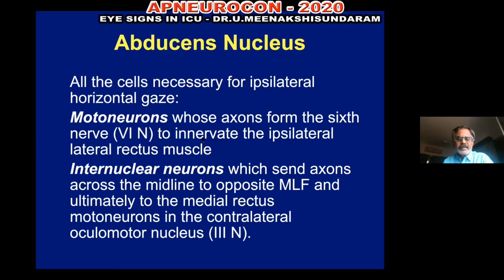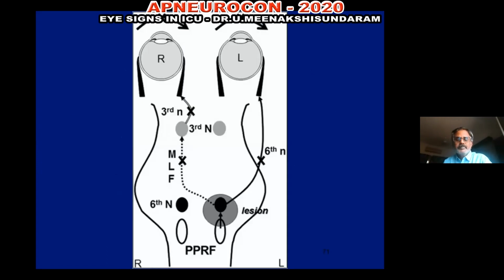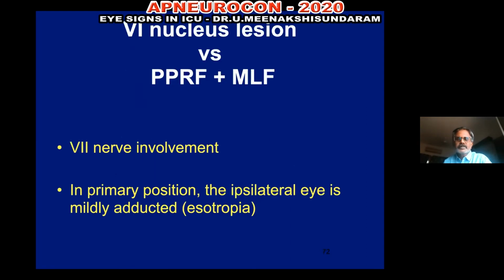It also contains internuclear neurons, meaning that if you have a lesion of the abducent nucleus, you can actually produce 1.5 syndrome. But that's just to tell you graphically how it works. So how do we differentiate? Because commonly we say 1.5 syndrome is PPRF plus MLF. How do you differentiate whether it is a sixth nerve nucleus lesion or a PPRF plus MLF lesion?